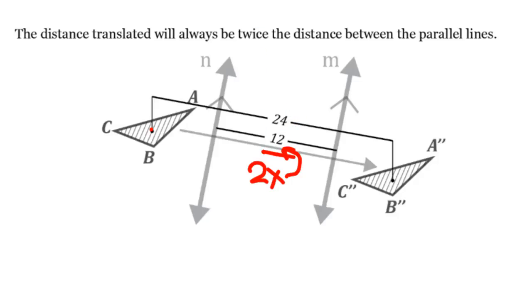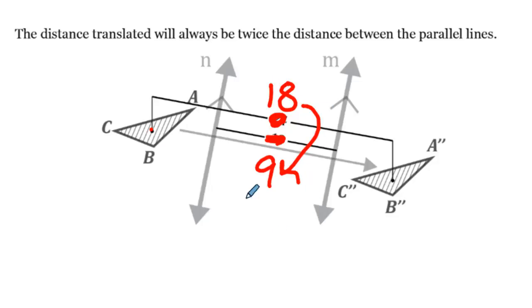Now let me throw a little pop quiz at you. What if this number was 9? What would the distance between these two figures be? 18, yeah. So there's always twice the distance. If you know this number, then just divide by 2 to get that number.